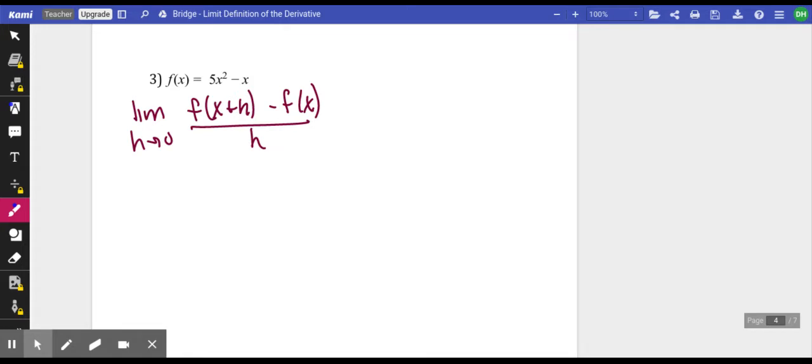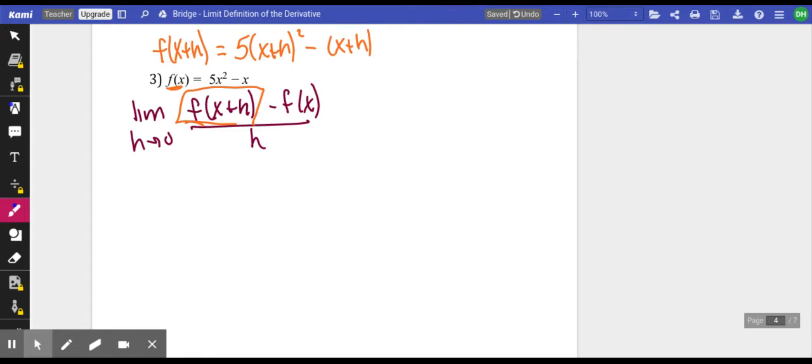Okay, so I need to go to my function and I need to find f of x plus h. So I just go to this function f of x and I replace every x I see with x plus h. Now, in the problems we've done previously, there's only been one x, but notice in this case, there's 2. So we have to be very, very careful, and it's just a lot of algebra. So 5 times x plus h squared minus the quantity x plus h. So again, every time I substitute, I'm substituting with parentheses.